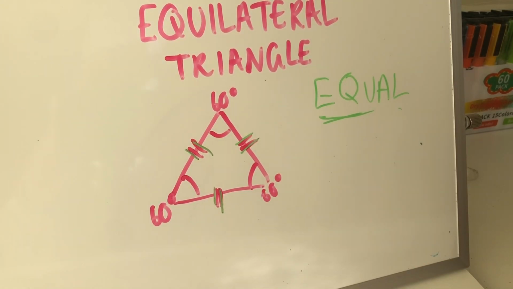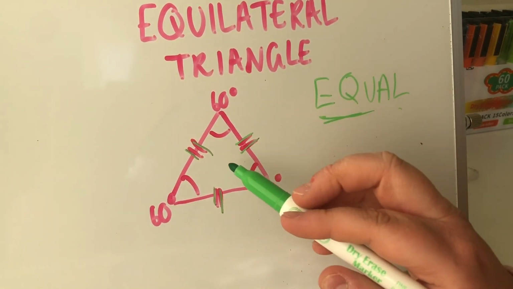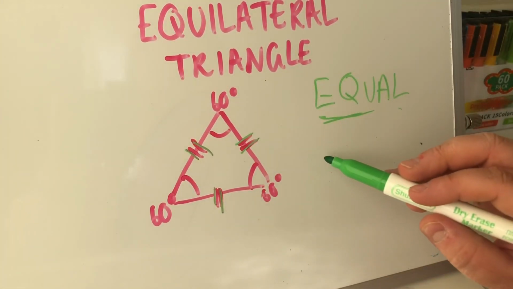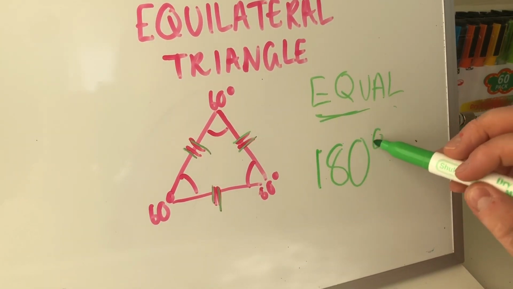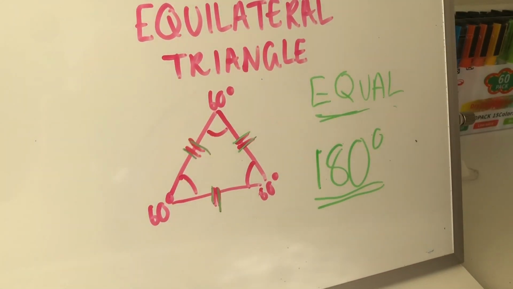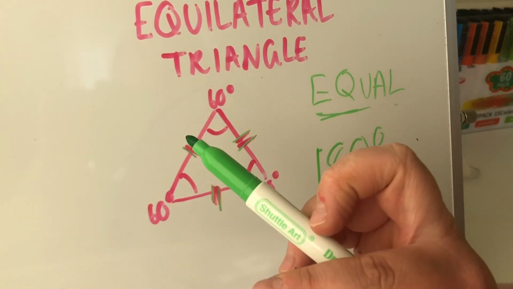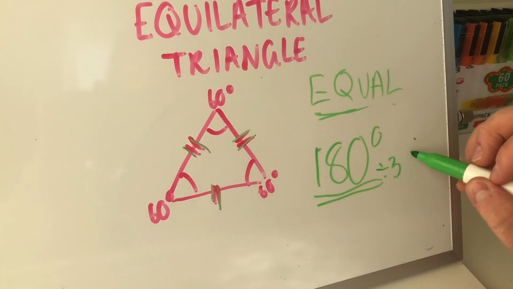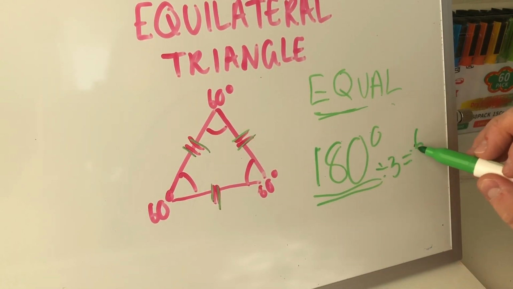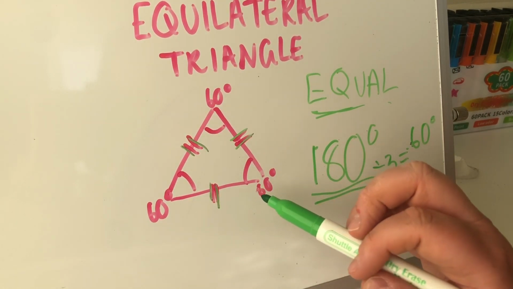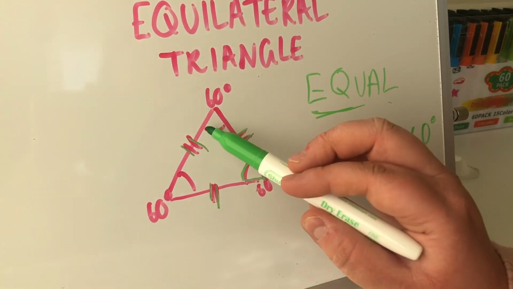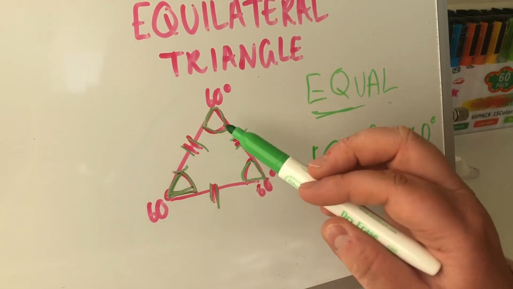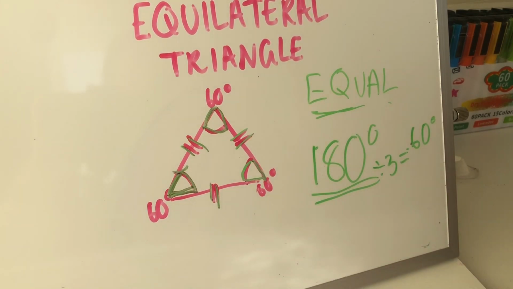Also, whilst looking at triangles, pupils should be aware that all angles in any triangle add up to 180 degrees. So in this case, because all the angles are equal, we divide 180 by 3 angles, which is 60 degrees. So pupils should just remember that angles on an equilateral triangle are always 60 degrees because 60 add 60 add 60 add up to 180.